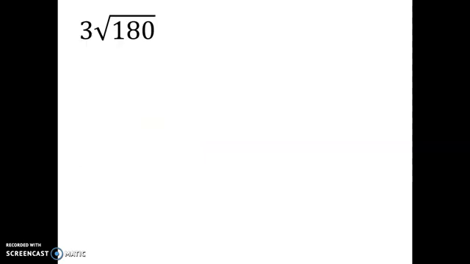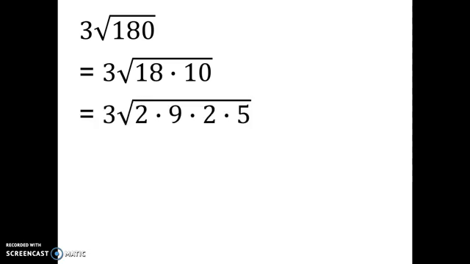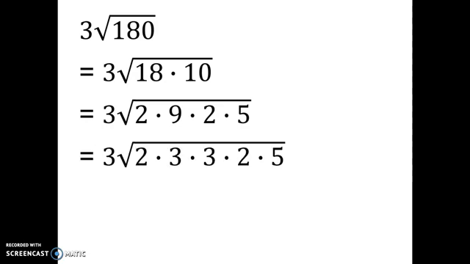3 square roots of 180. First, prime factorization. So my 3 stays out front, and I have 18 times 10. I can keep going, and then even further. So I have 3 square roots of 2 times 3 times 3 times 2 times 5. I found my prime factorization.